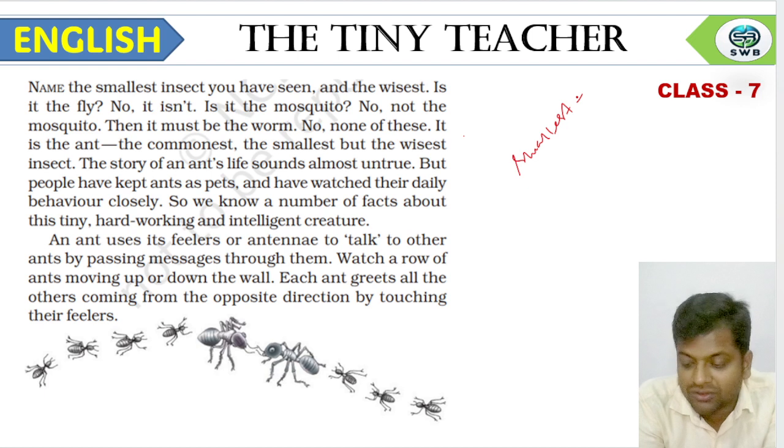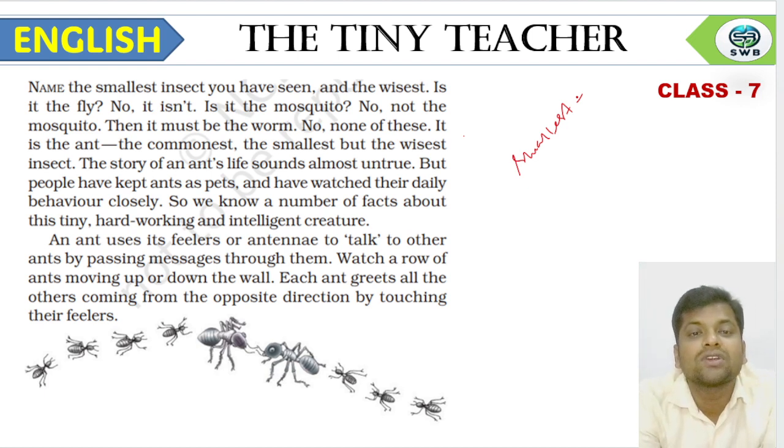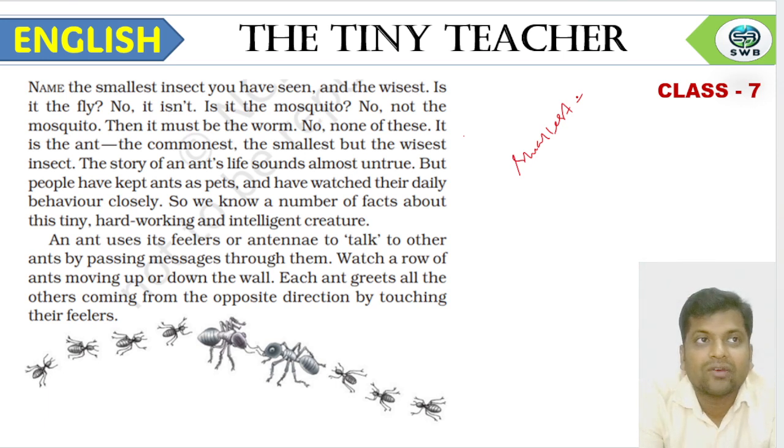So remember, students, before the superlative degree we usually use the. We usually use the, and when we study the use of articles a and the, at that time we can read it. Okay, the smallest or the wisest insect. Then about whom are we going to study today? About the ant, who is the most common, the smallest one, and the wisest insect.